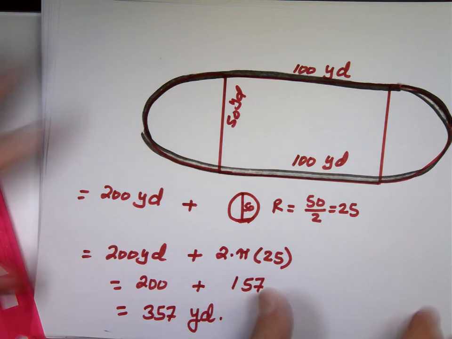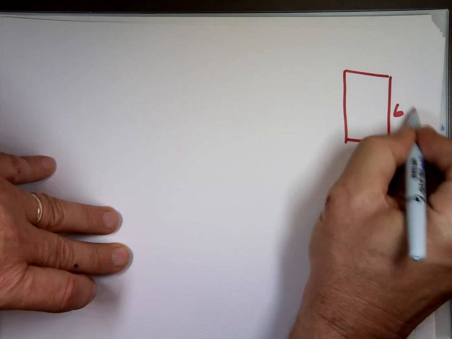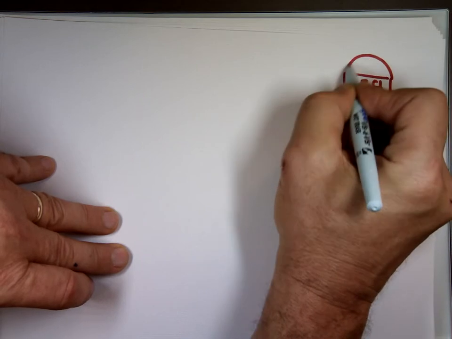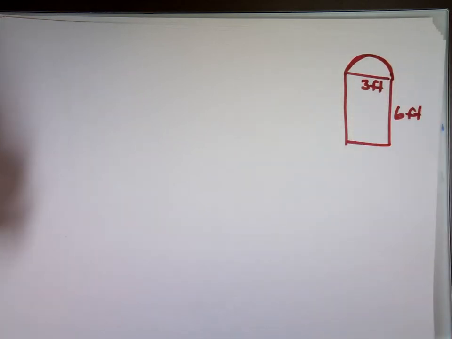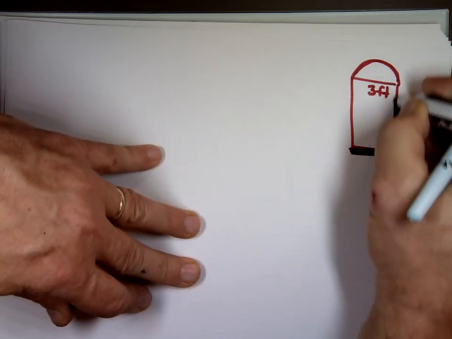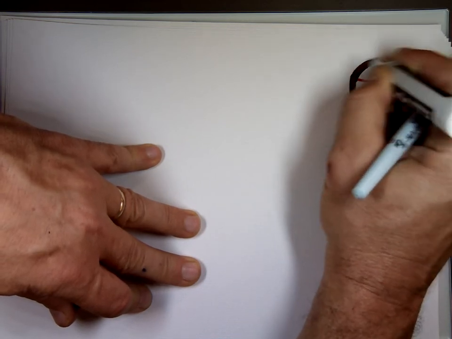Or you might have a window in your home. And the window looks like this. 6 feet here by 3 feet, and you have half a circle on top of it. One of those windows some of you might have, right? So if you want to buy a trim to go on the outside of that, it's going to go like this. How big is that trim?